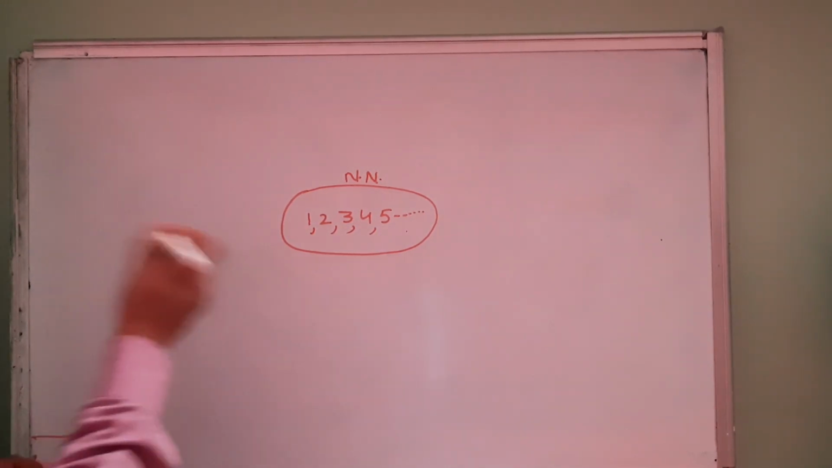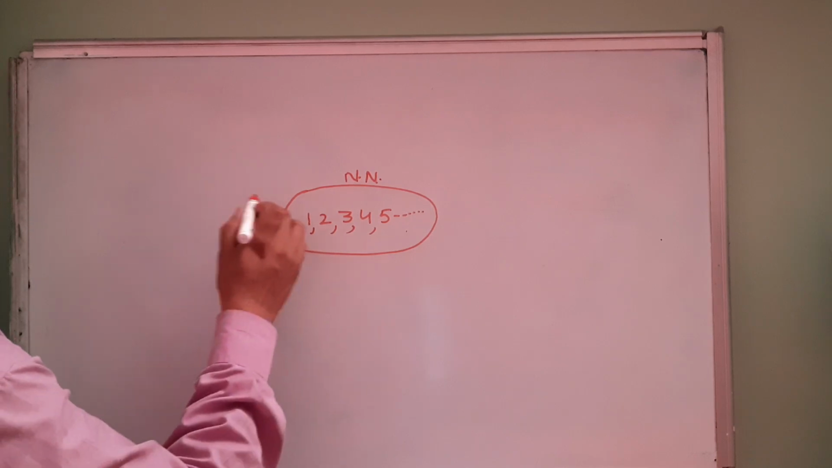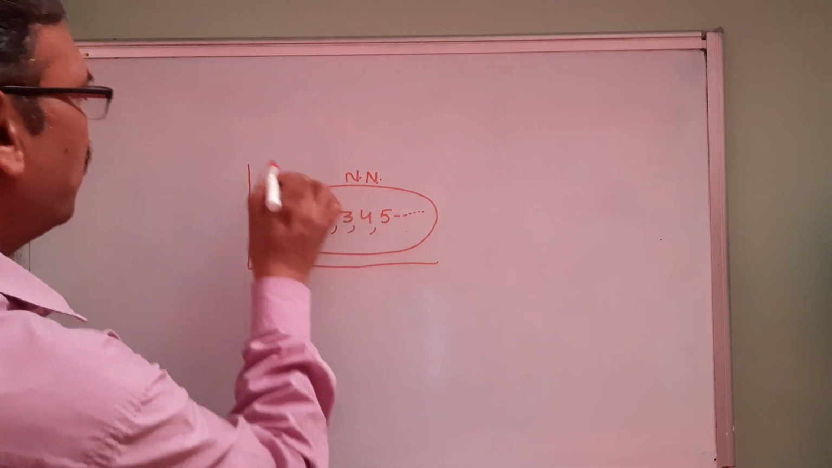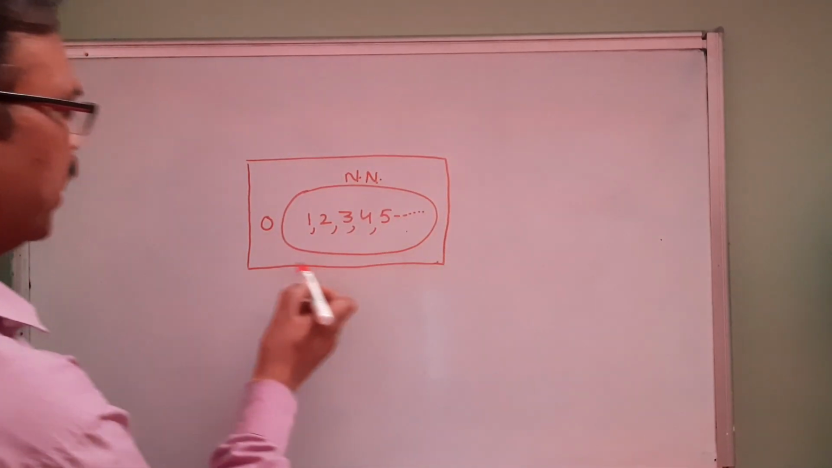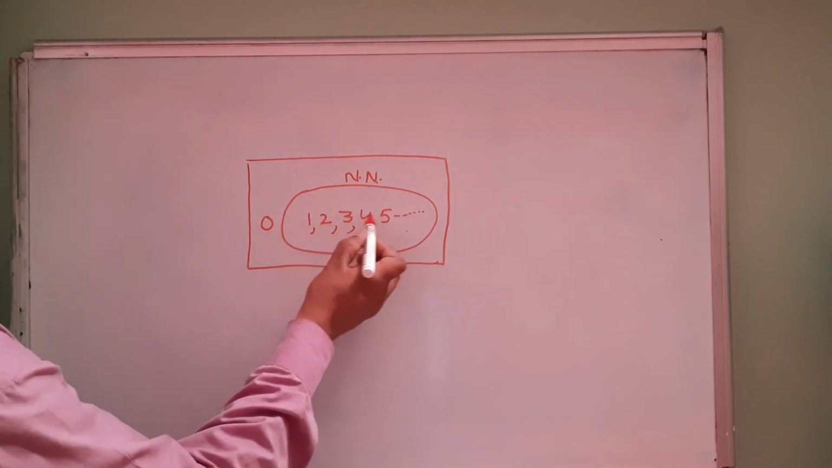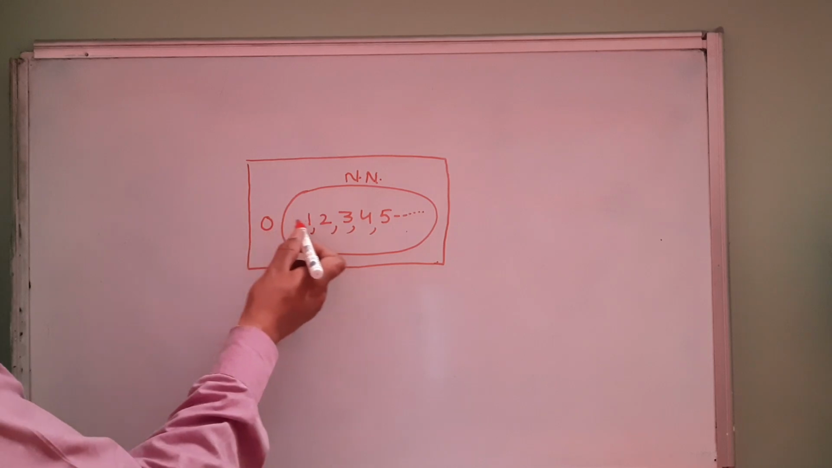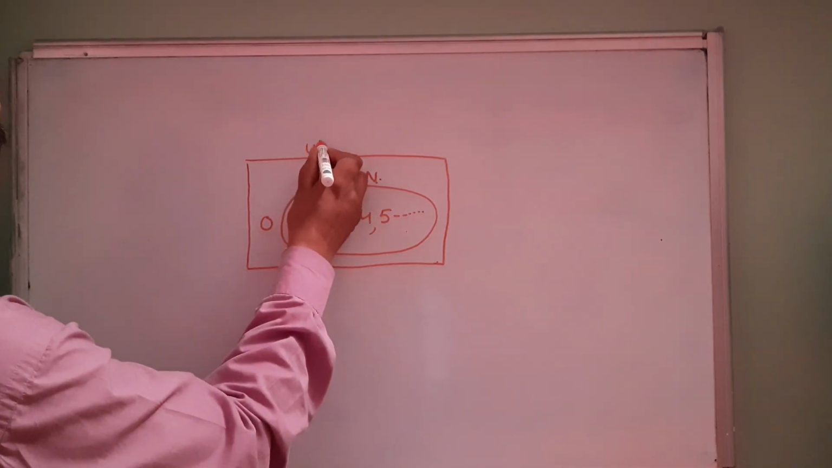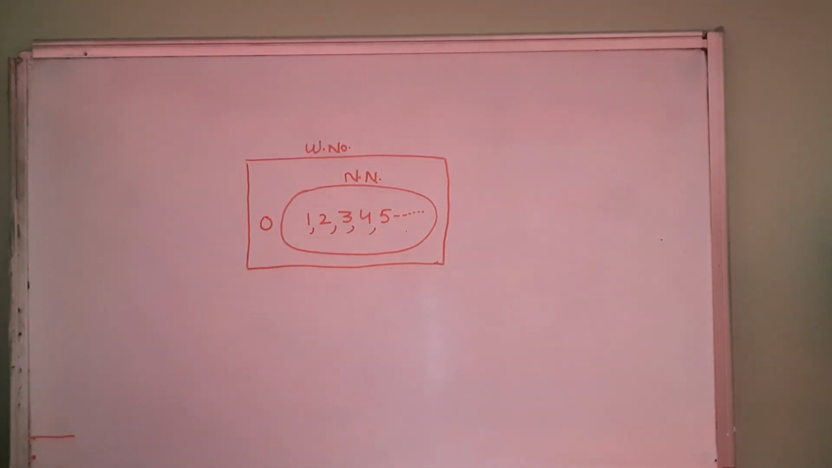And if you put 0 here and then you put all these numbers together in some box. Now see, this box is containing 0, 1, 2, 3, 4, 5, and so on. Now these numbers 0, 1, 2, 3, 4, 5, you know they are called whole numbers. Right?